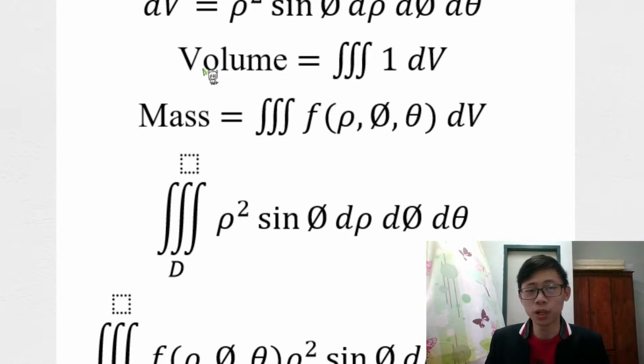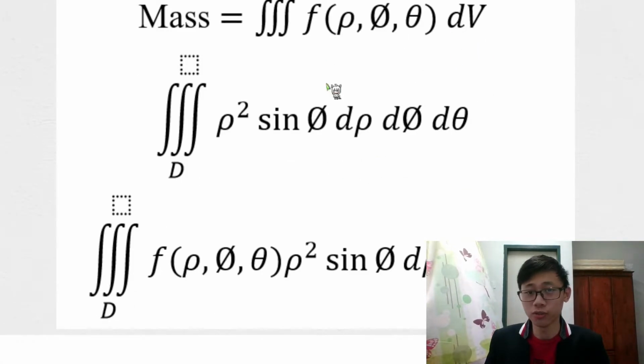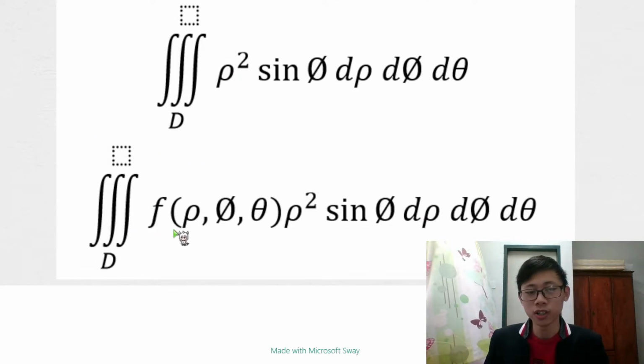And now talking about integrals, the volume is simply the integral of 1 dV. And the mass, where we see a function of rho, phi, and theta, is actually the function of density which exists in this three unknown form. So similarly, if we substitute the value of dV we found earlier into these equations, we are able to see that volume is the triple integral of dV, and mass is the triple integral of the density function times dV.